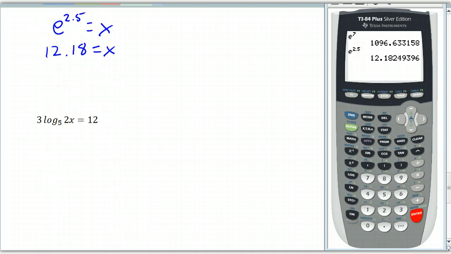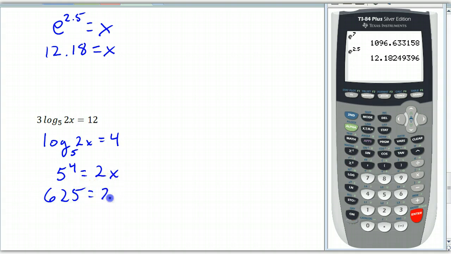Okay, this isn't a natural log, this is a log base 5, but the process is still the same. I'm going to divide both sides by 3, so I get the log of 2x base 5 is equal to 4, and then I convert to exponential form using the definition of a logarithm. So 5 to the 4th is 2x. That's 625 is 2x. So 625 divided by 2 is x.